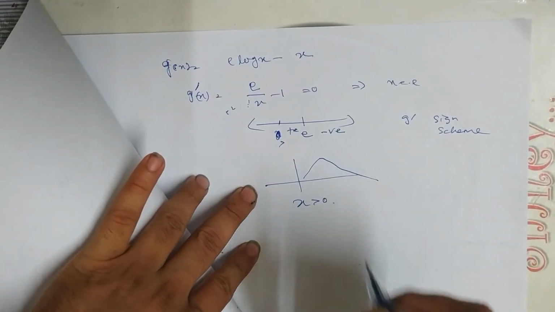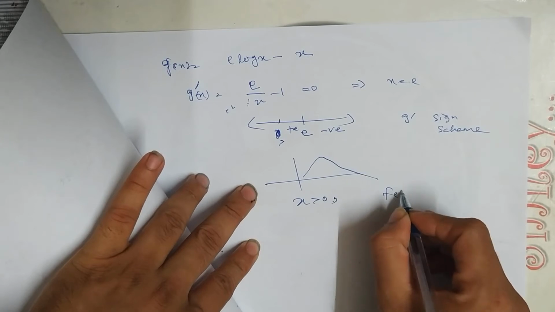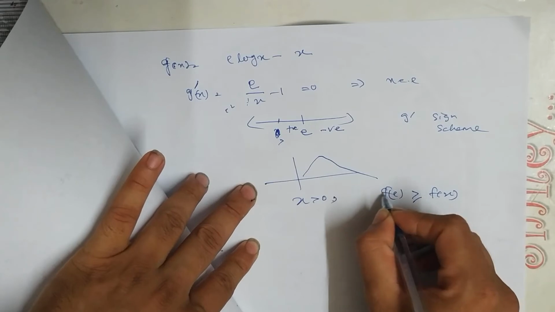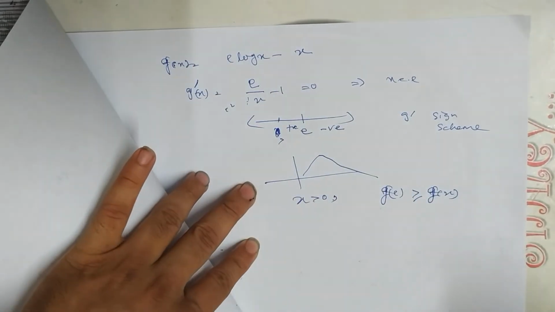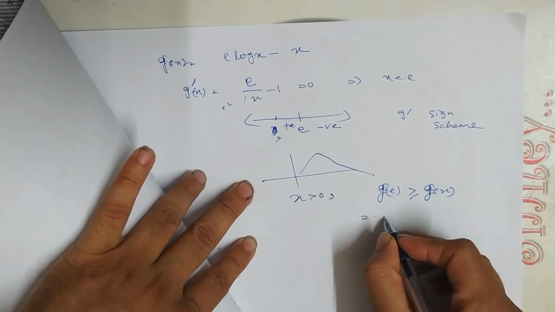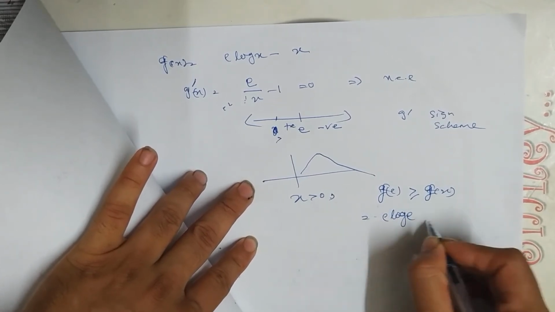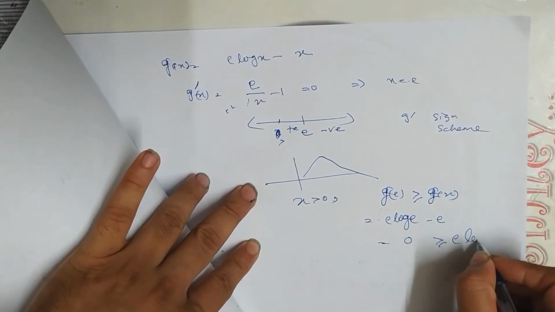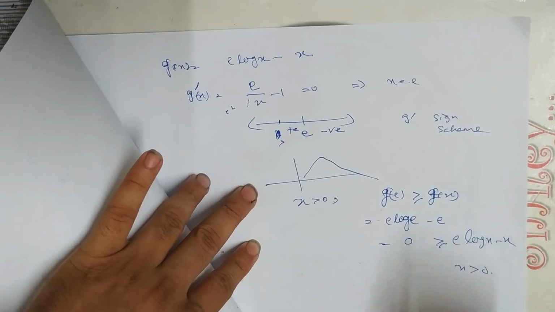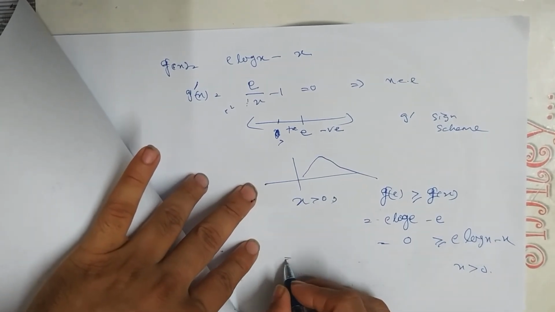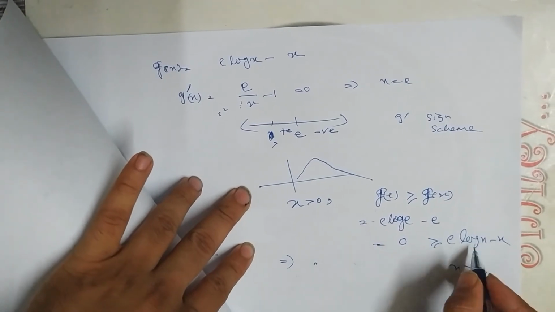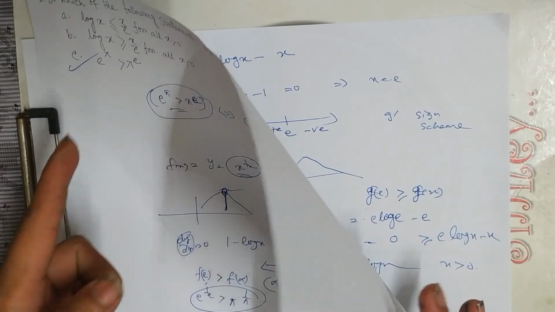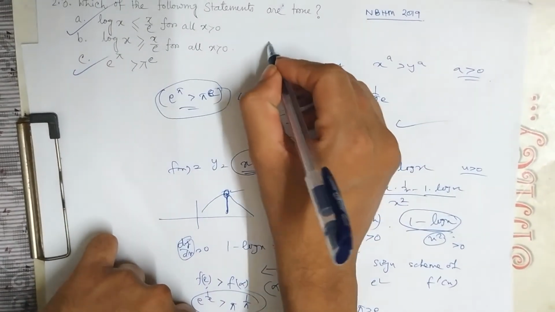So for x positive, g of e is greater than or equal to g of x. What is g of e? g of e is e log e minus e, which is 0. This is greater than or equal to e log x minus x, for x positive. This implies that x upon e is greater than or equal to log x. So option A is true. So A and C are true.